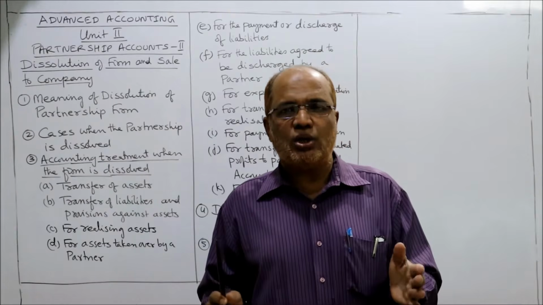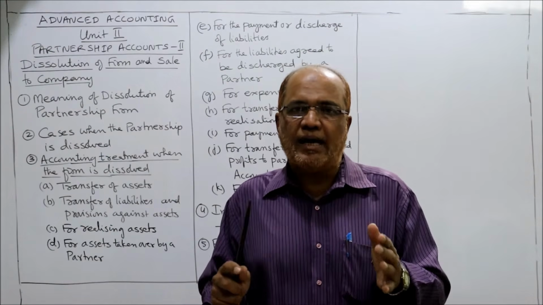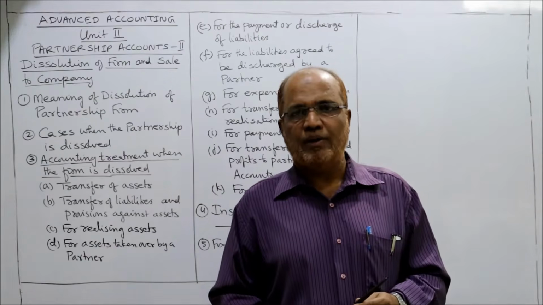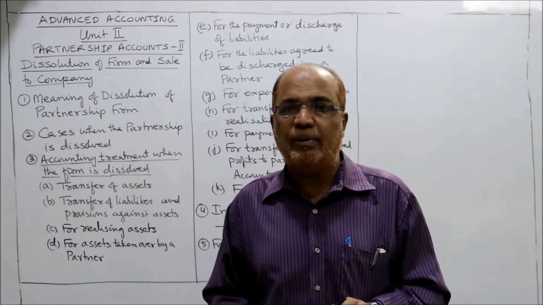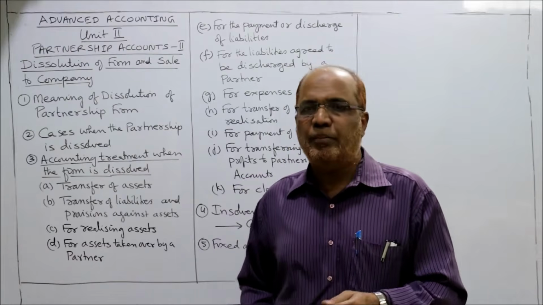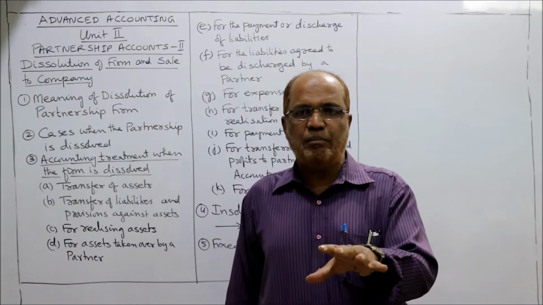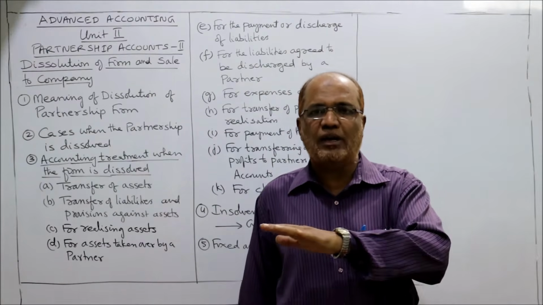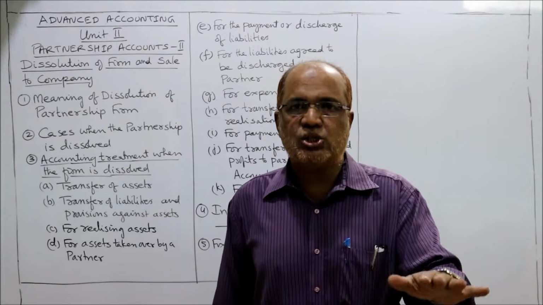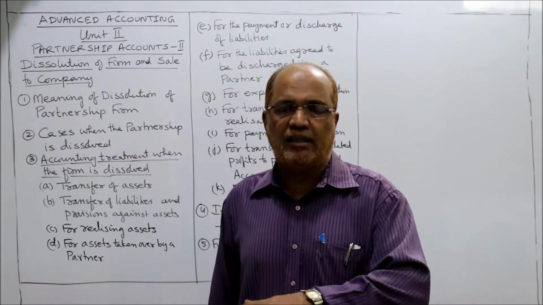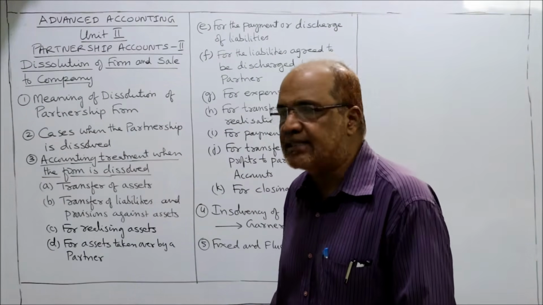So on the dissolution of the firm, all the assets will be realized, the liabilities will be paid off, and the accounts of partners will be settled. This is the meaning of the term dissolution. Simply, dissolution of the firm means the relationship of the partnership firm will come to an end. The business is closed and all the assets are realized, liabilities are paid, and the accounts of partners are settled.